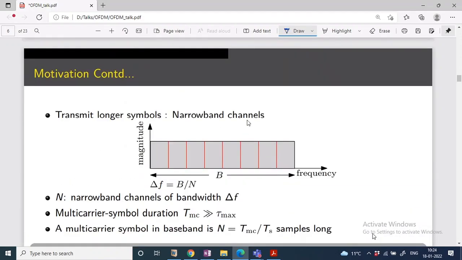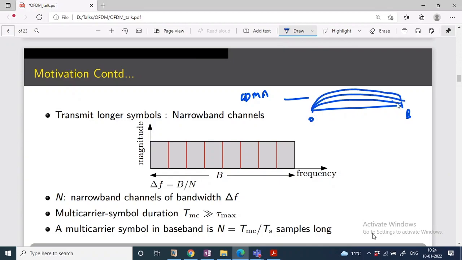The idea of OFDM is this. In CDMA, we used the whole frequency band, 0 to B hertz, as a single band. Each user uses this frequency band, and spreads its information over it.